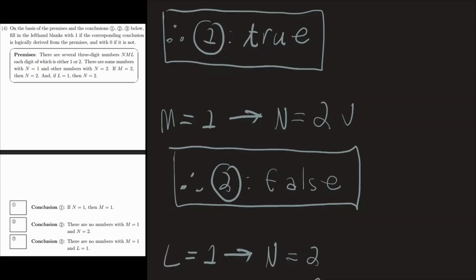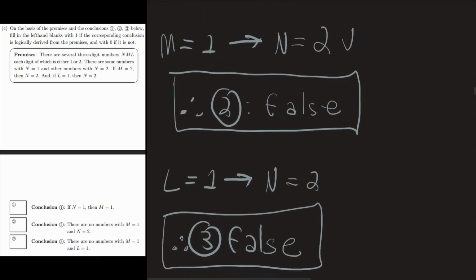Finally, the last part says that there are no numbers with m equals 1 and l equals 1. So the question says that when l equals 1, n must then be equal to 2. But as we talked about in the last section, when n is equal to 2, m can equal 1. So there definitely are numbers with m equals 1 and l equals 1. And so the third conclusion is false, and those are the answers to this question.